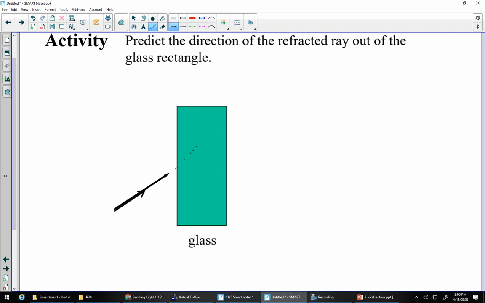So this is coming up, and it's going to, not the prettiest one I've ever done there, but there we go. So it's going to hit the glass there.